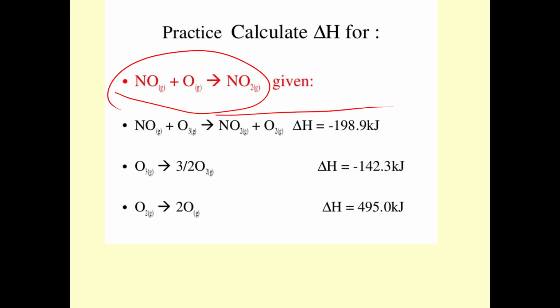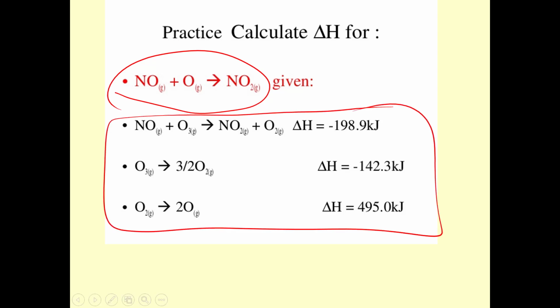So you manipulate these 3 equations. You can multiply, you can divide, you can flip around the arrow, but whatever you do to the equation, you have to do the same thing to delta H. And once all of these equations add up to the target, then you add up the H's.